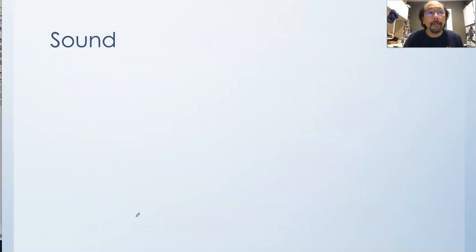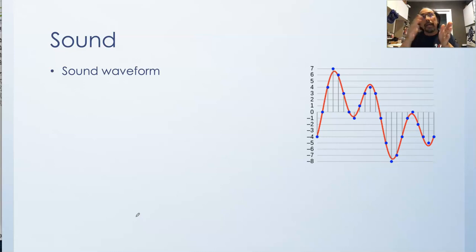Sound. How about sound? I've mentioned this before. Sound is a wave of air vibrating a magnet, and that magnet, as it vibrates, creates electrical current on a wire, and it goes up and down, the electricity. So in a sense, sound is electricity. It's voltage level over time. So we can represent it as a waveform, voltage over time.